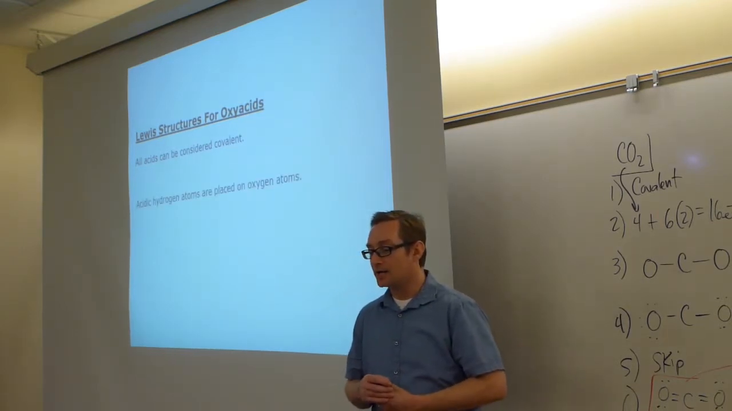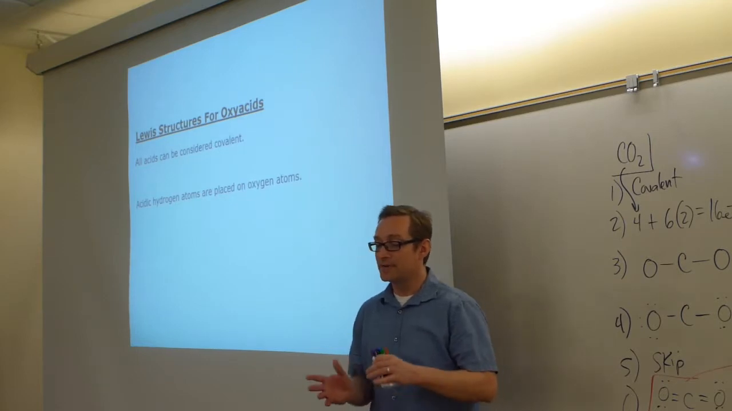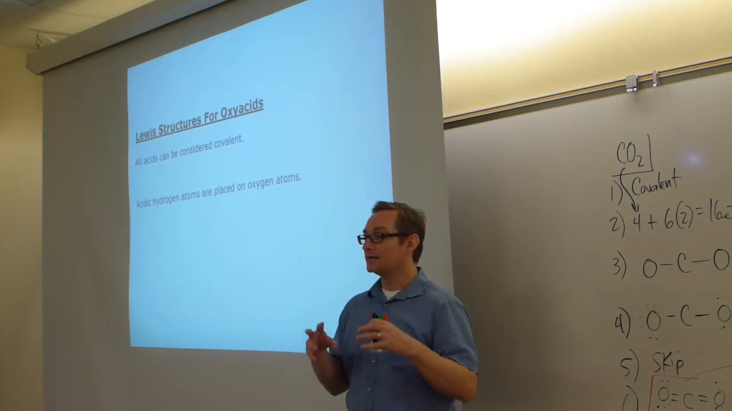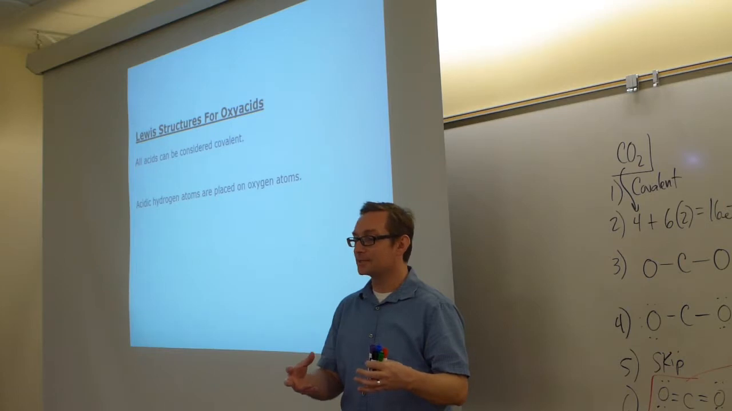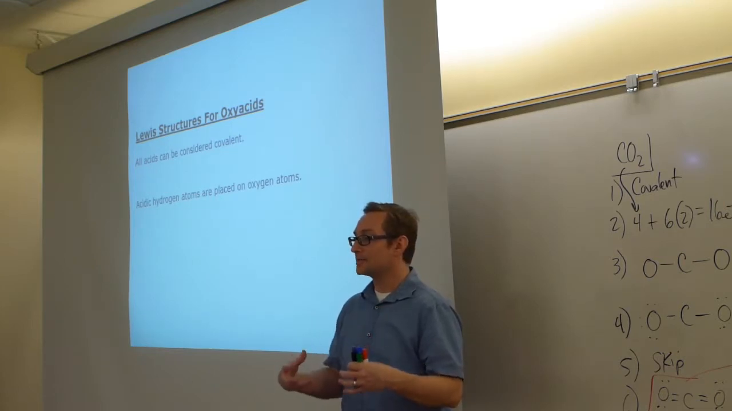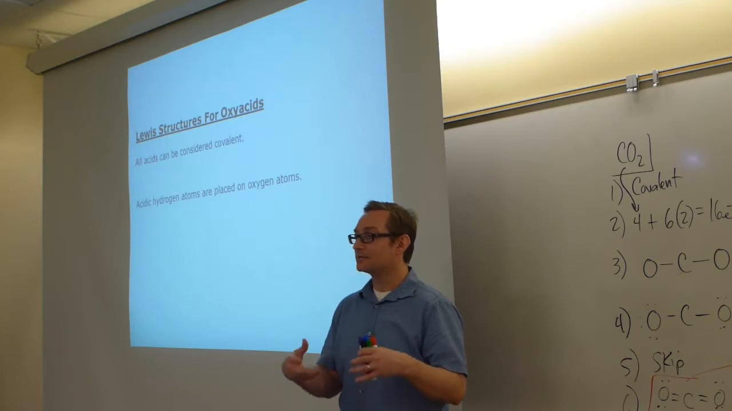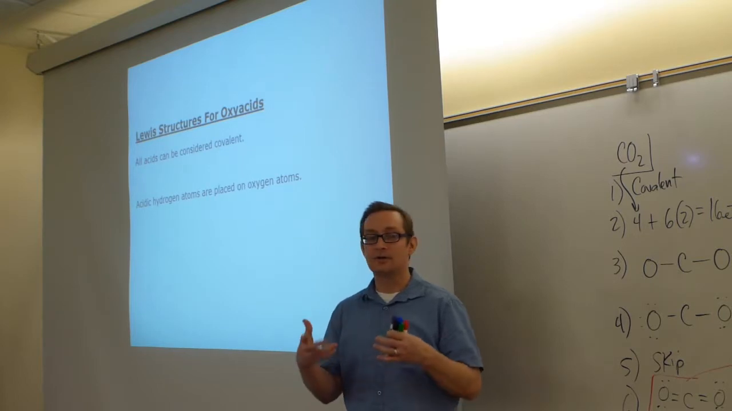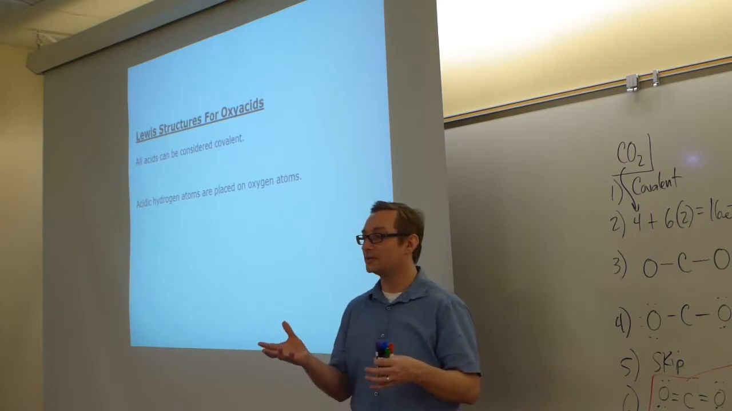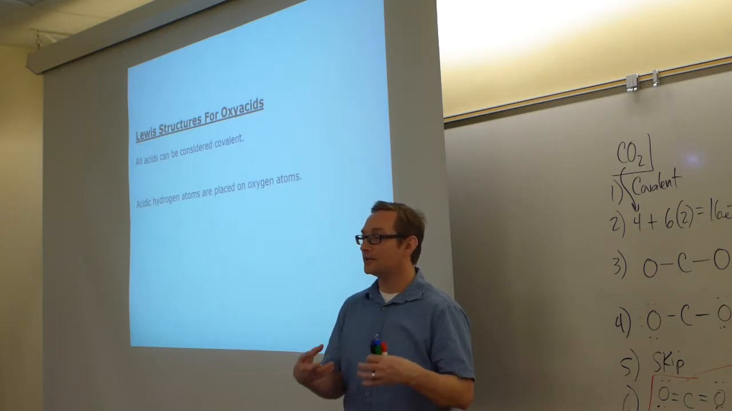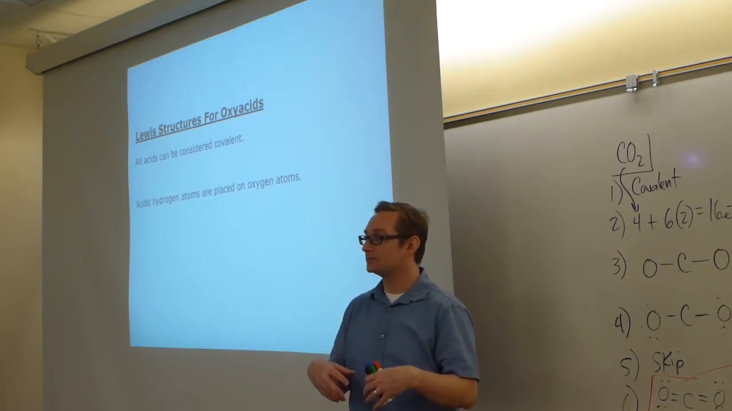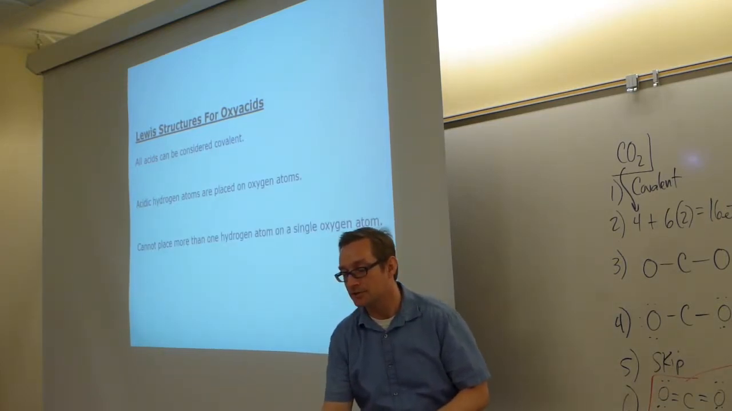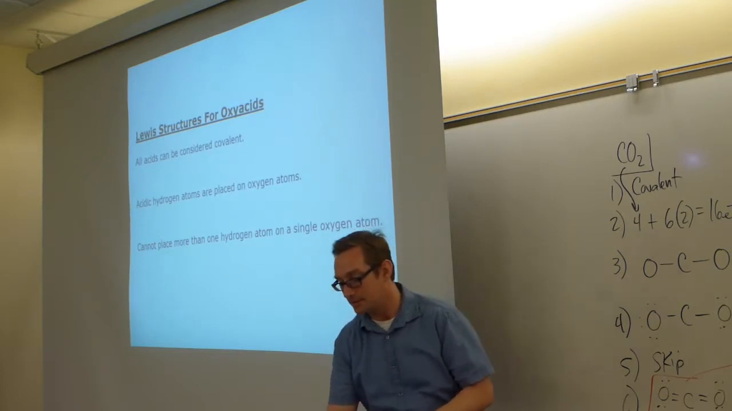Acidic hydrogen atoms for oxyacids are placed on oxygen atoms. So let me get back to the word oxyacids. What is an oxyacid? It's an acid where you've got oxygen atoms in the structure, and the acidic hydrogens are attached to the outer oxygen atoms. So for example, sulfuric acid, chloric acid, nitric acid, all these acids that have oxygen in their formula, the acidic hydrogens are on the oxygen atoms, not on the central nitrogen, for example, for nitric acid. You cannot place more than one hydrogen atom on a single oxygen atom. Okay, so I'll get to that too.